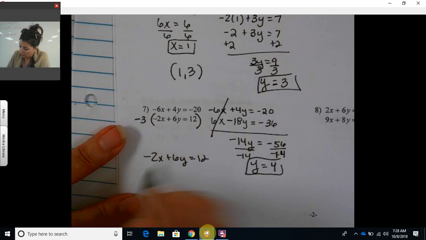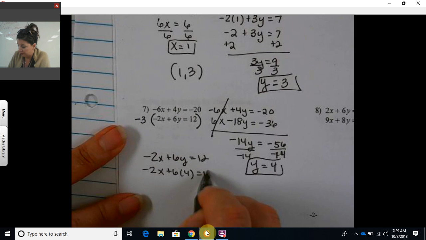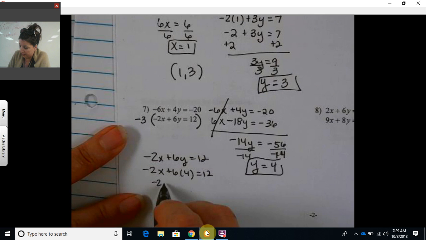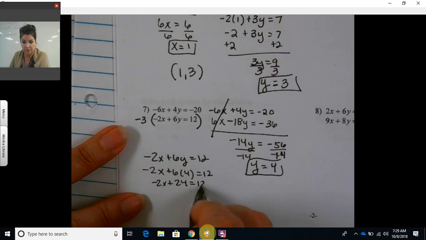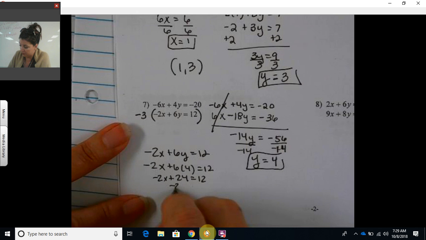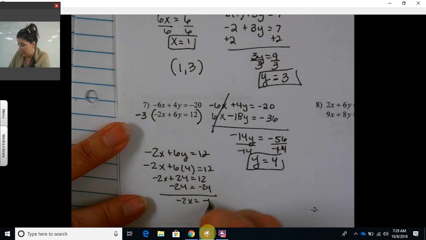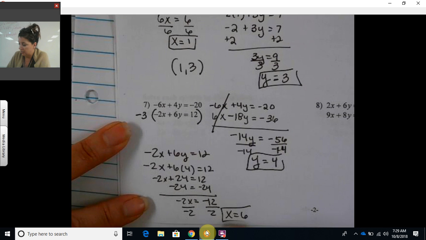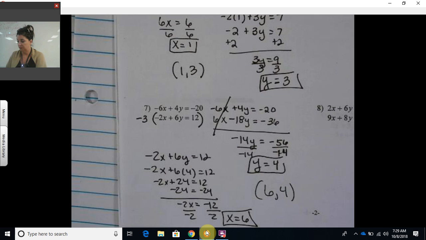Where I see a y, I'll put in 4. So negative 2x plus 24 equals 12. Subtract 24 from both sides. And x equals 6. So 6 comma 4 is your answer. Everybody good with that one?